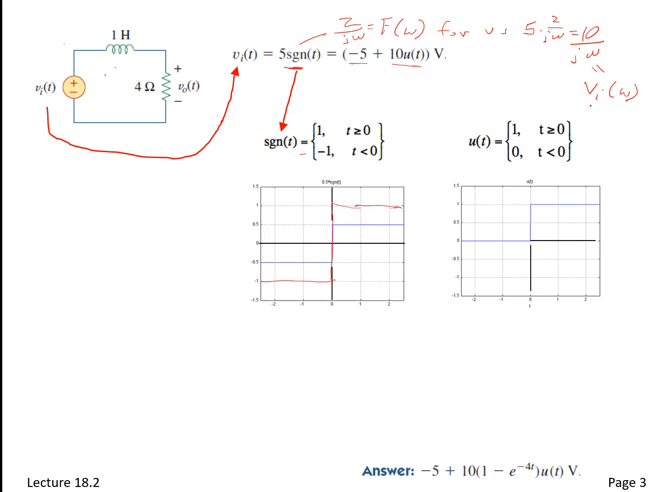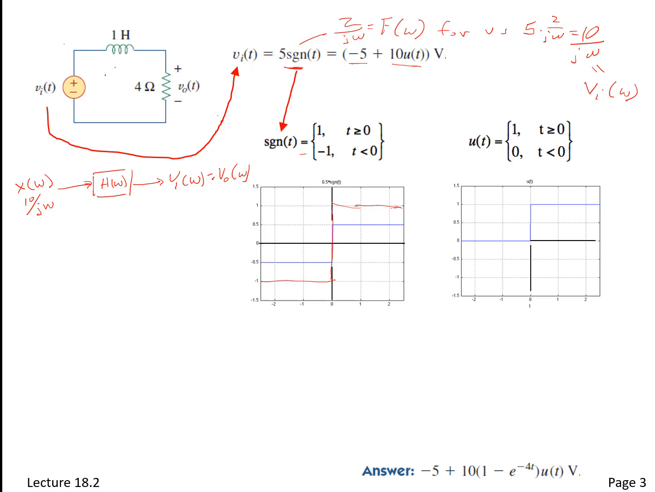Now we're going to find the transfer function. So in a way, we've got here a box that sort of looks like this, right? Here's our h of w. Here's our x of w, which we now know to be 10 over j omega. And the output is going to be our y of w in that old form, and that's v out of w, right? So what is v out?